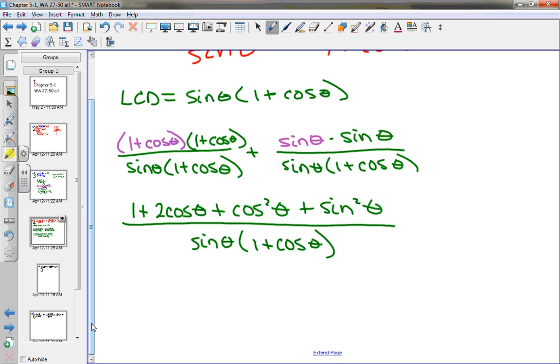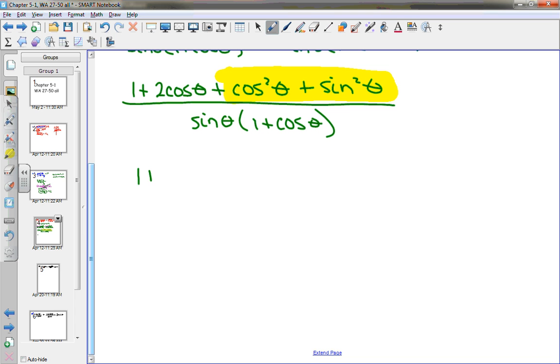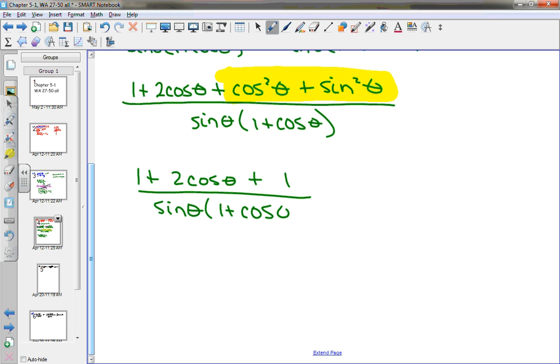So what we do notice is that this part right here is an identity. Do we see that? Because cosine squared plus sine squared is the value of 1. So what I actually have here is 1 plus 2 times the cosine of theta plus 1 all over this. And what is 1 plus 1? 2. So now I have 2 plus 2 times the cosine of theta all over the sine of theta times 1 plus the cosine of theta.